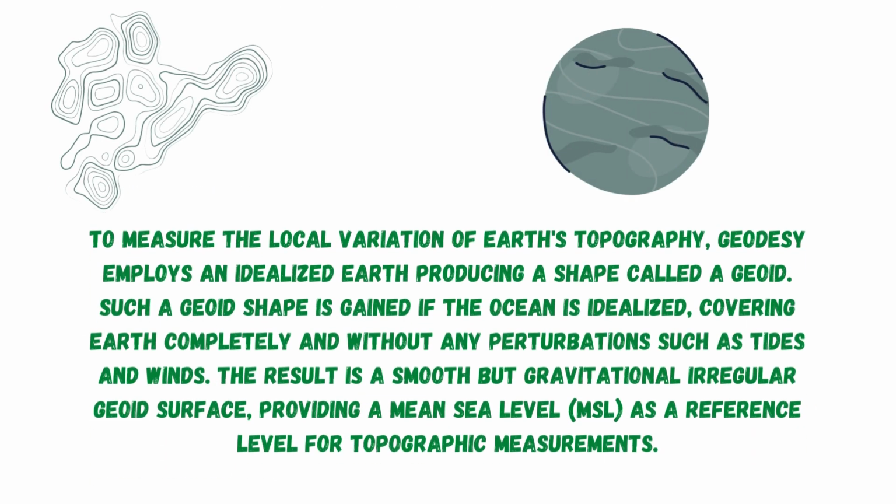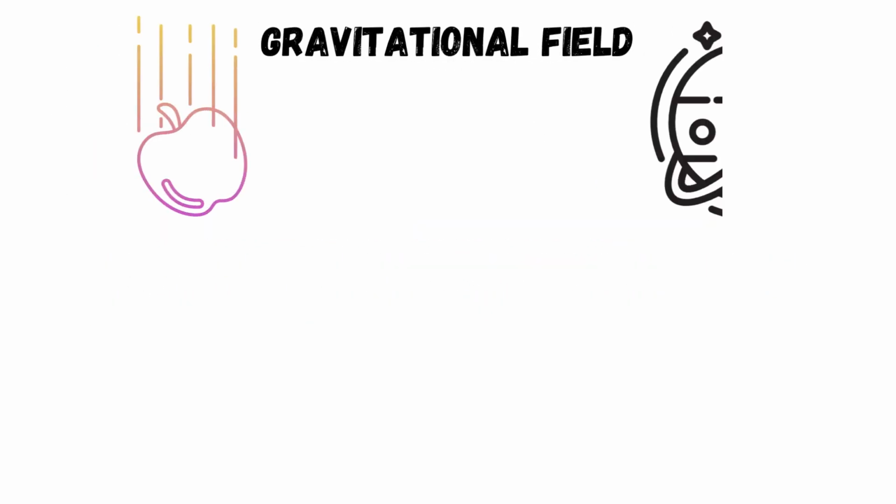To measure the local variation of Earth's topography, geodesy employs an idealized Earth producing a shape called a geoid. Such a geoid shape is gained if the ocean is idealized, covering Earth completely and without any perturbations such as tides and winds. The result is a smooth but gravitationally irregular geoid surface, providing a mean sea level, MSL, as a reference level for topographic measurements.